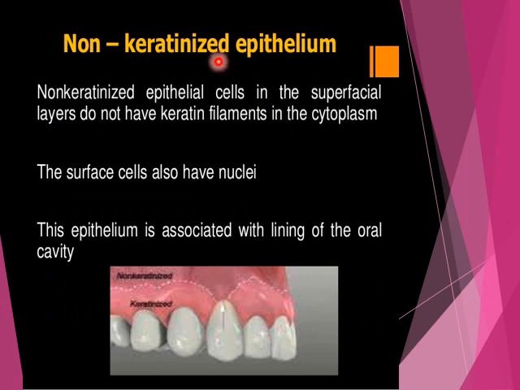The third type of oral epithelium is non-keratinized. Non-keratinized epithelium cells in the superficial layer do not have keratin filaments in the cytoplasm. The surface cells also have nuclei. This epithelium is associated with the lining mucosa of the oral cavity. Non-keratinized epithelium also includes 4 cell layers, basal and prickle, the same as the keratinized epithelium. The difference is in the granular and keratinized layers. Instead of a granular cell layer, we have an intermediate cell layer, and instead of the keratinized layer, we have the superficial cell layer in non-keratinized epithelium.